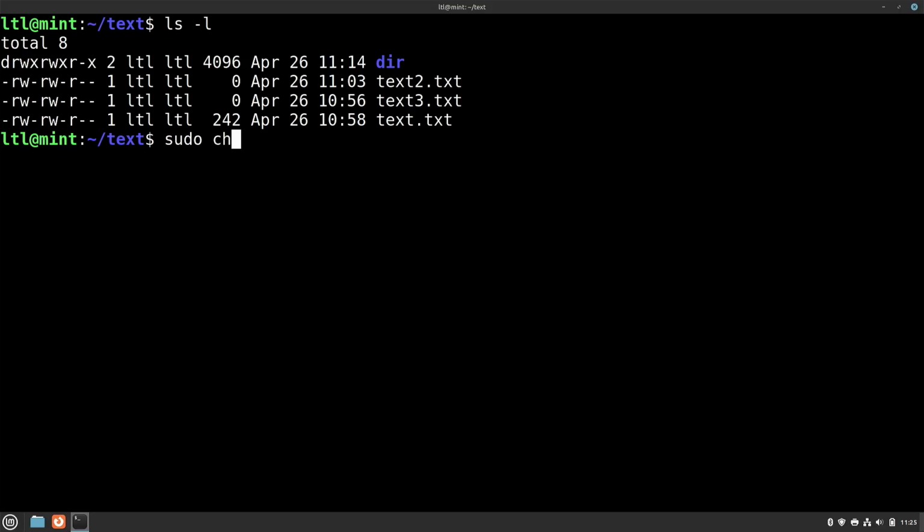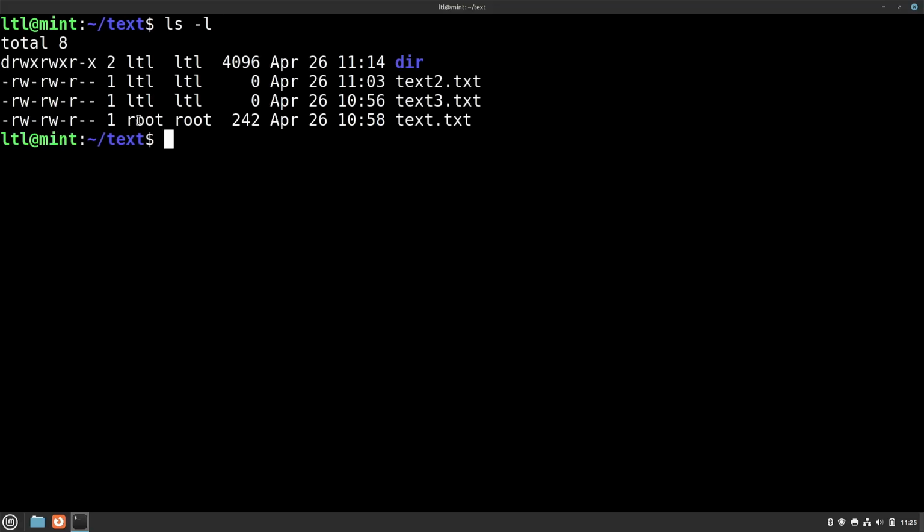So I am going to change ownership of the text.txt file. But what I want to do is change ownership to the root user and the root group. So I can use the user by itself, or I can put a colon and tell it what group to use as well. And when I hit enter, it's going to ask me for my password. And now when we look at it, the root user is the owner, and the root group also has permission to this file.